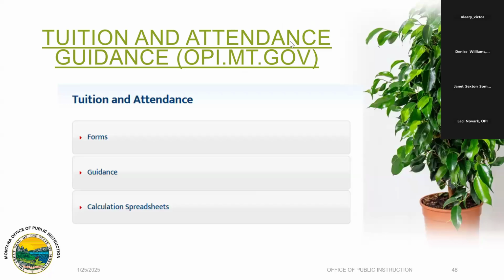Tuition and attendance guidance is out there on the OPI website. We've got the forms out there. We'll have guidance and then your calculation spreadsheets. We will get these updated. I know I already have the 2026 forms out there, the FP14 ones, and I will be updating all the guidance as soon as I get it all approved. Calculation spreadsheets, they're out there and they're ready to be used.